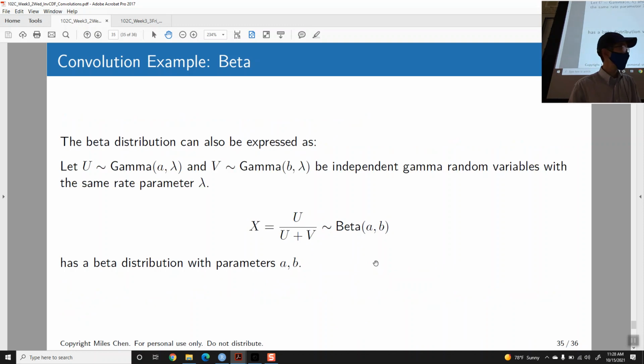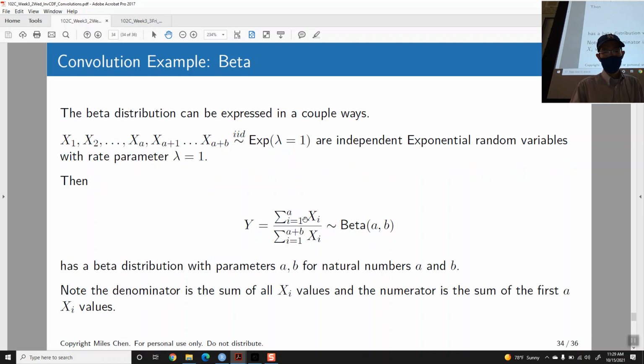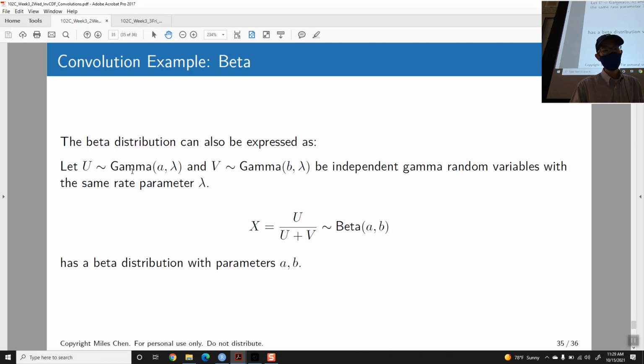You can also express it, right? Because the sum of exponentials is basically a gamma distribution. You can take two gamma variables, u and v, and then beta will be u divided by u plus v. And that works there.